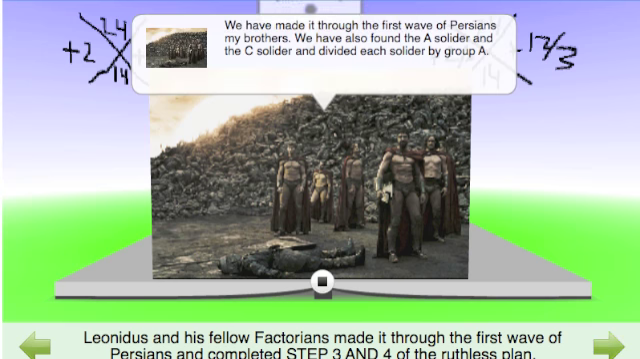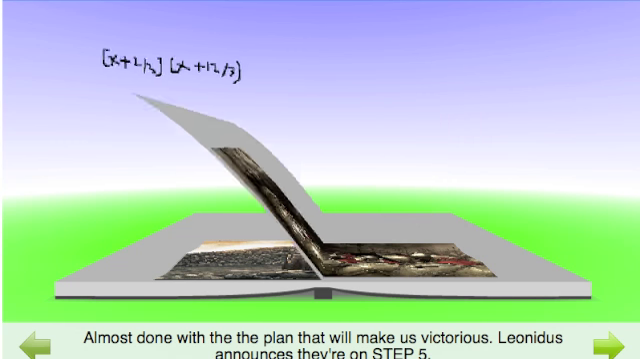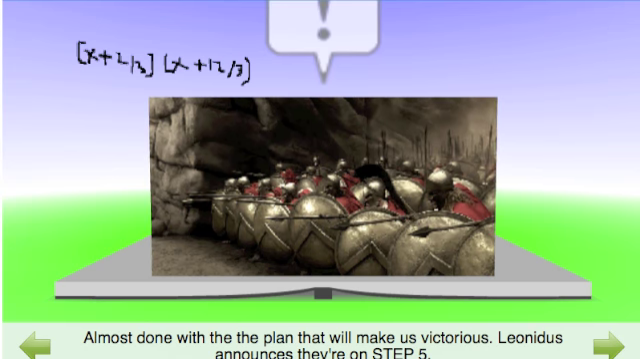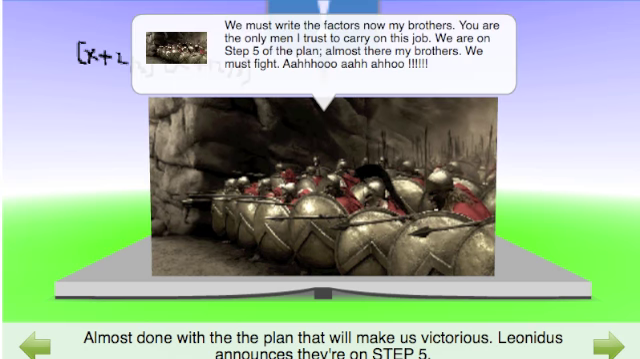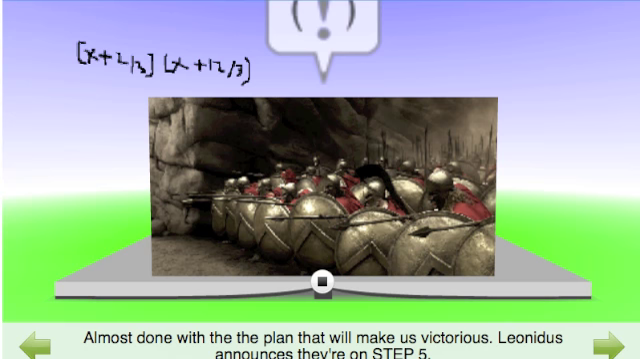We have made it through the first wave of Persians, my brothers. We have also found the A soldier and the C soldier, and divided each soldier by group A. We must write the factors now, my brothers. You are the only men I trust to carry on this job. We are on step 5 of the plan. Almost there, my brothers. We must fight.